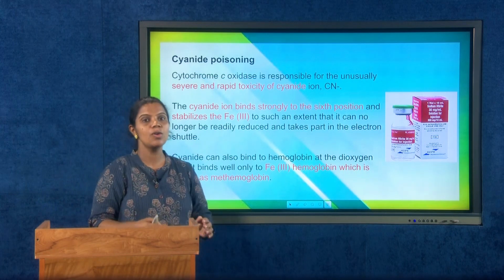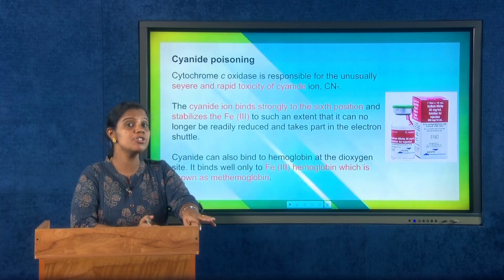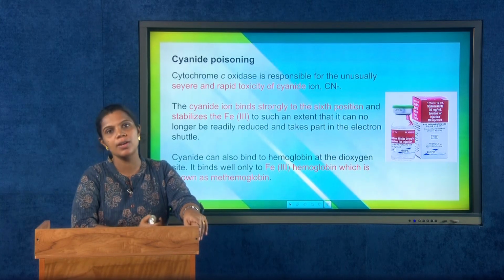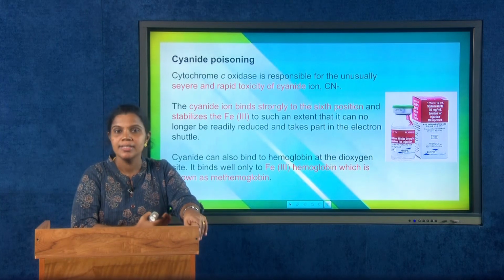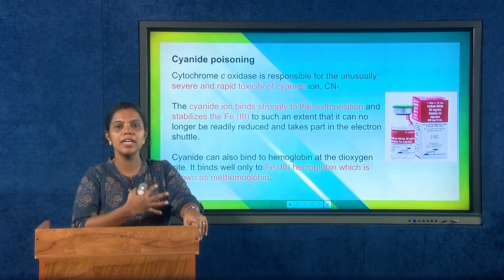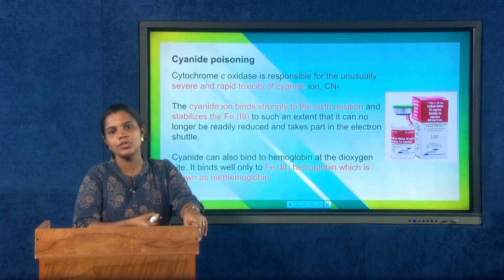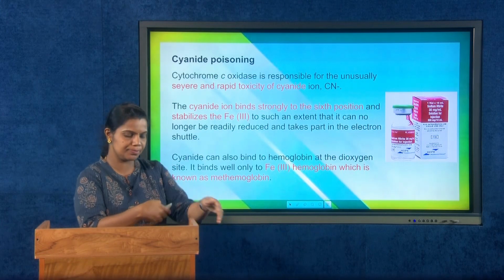Next, we will see how the cytochrome c oxidase enzyme is involved in cyanide poisoning. The cytochrome c oxidase is actually responsible for the unusually severe and rapid toxicity of cyanide ion. We have heard about cyanide poisoning with hemoglobin. In that case, cyanide ion will bind with hemoglobin at the dioxygen site, and it will bind so strongly that iron 2 in hemoglobin gets converted to iron 3, that is known as methemoglobin.